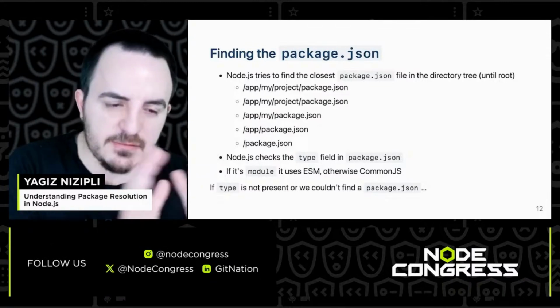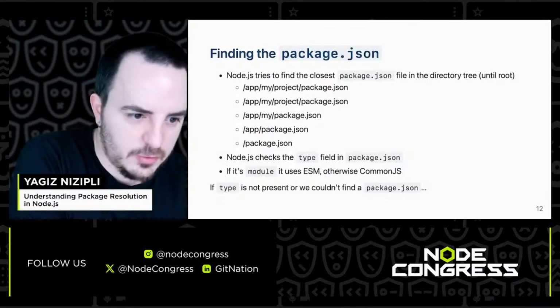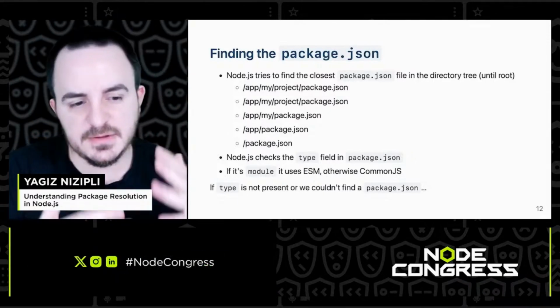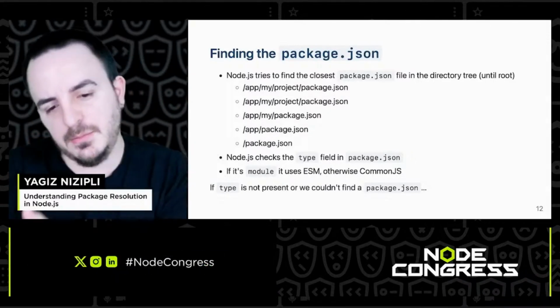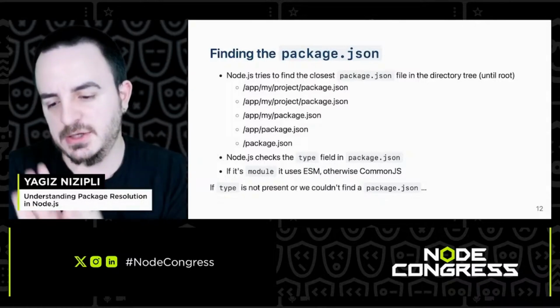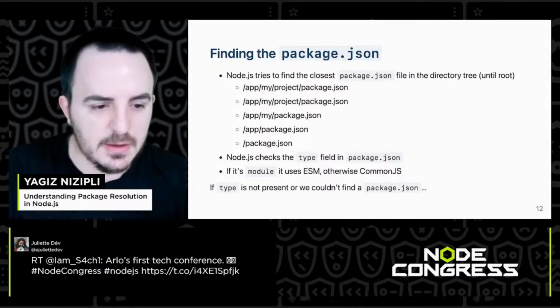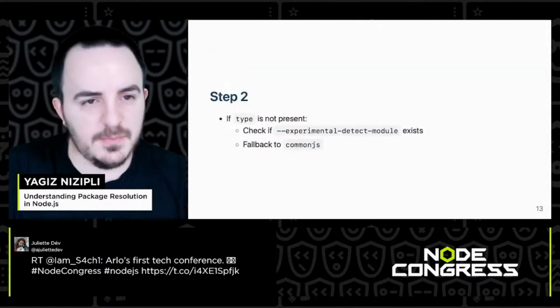Whenever the package.json is found, Node.js checks the type field in the package.json. And if it's module, it uses the ESM loader, the loader implementation in Node.js. And if it's not, then it's CommonJS. So if type is not present, or we couldn't find a package.json.